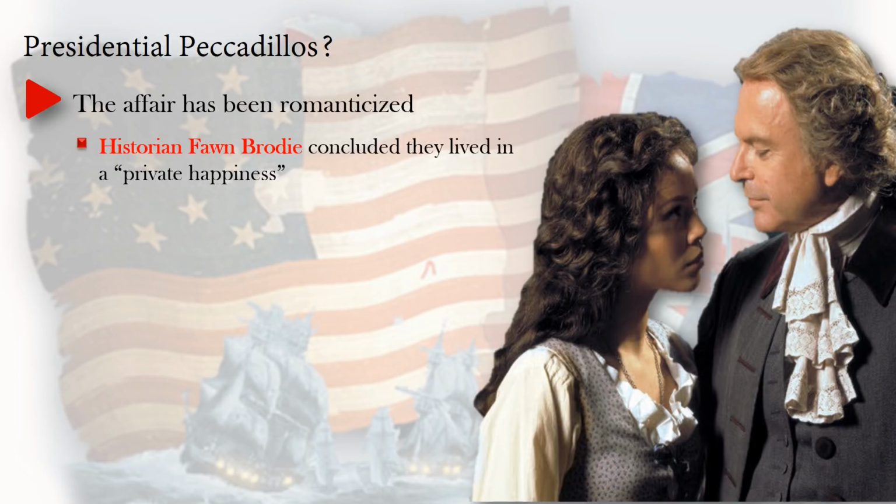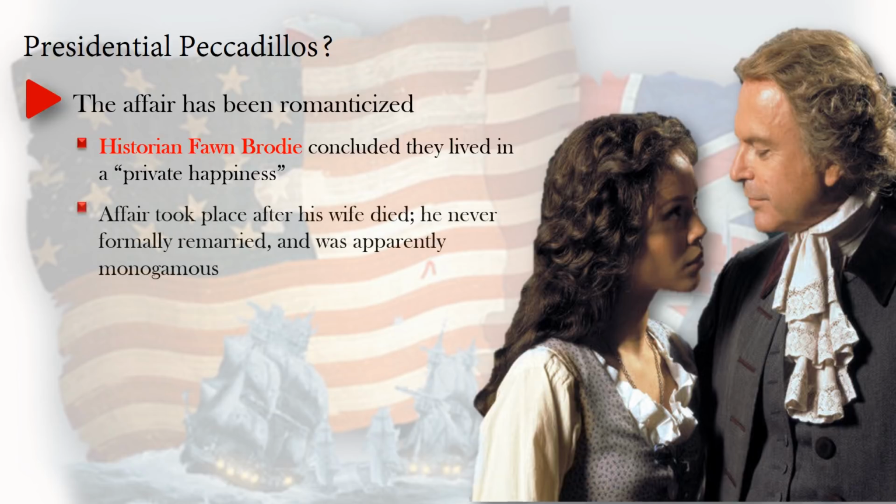Well, certainly if that's true, they did not let anybody know what they were up to. There is some grounds for making this assertion. First, the affair took place after Jefferson's wife had died. Secondly, he never formally remarried anybody. And thirdly, he was apparently monogamous to Sally Hemings throughout his entire life. So if this is an exploitative relationship, this is exclusively exploitative. He did not seem to go anywhere else. At least we do not have the evidence that he did.